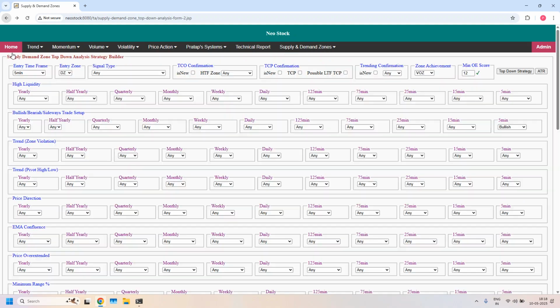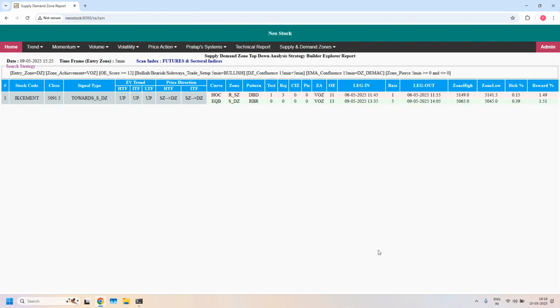Let's verify any 15 minutes demand zone having daily EMA confluence. So one stock is having. This 15 minutes demand zone might be having better high probability compared to the others.